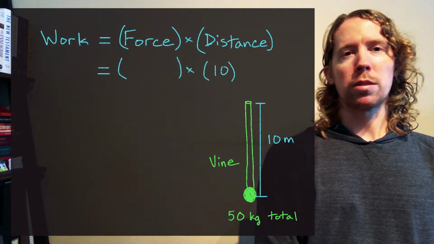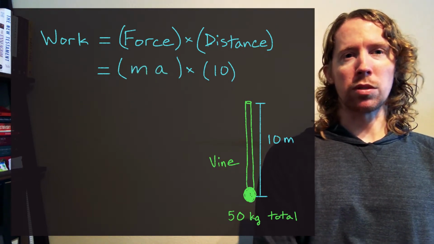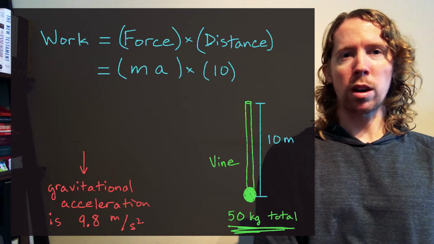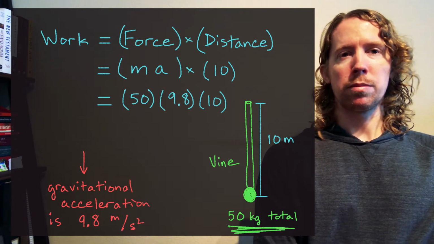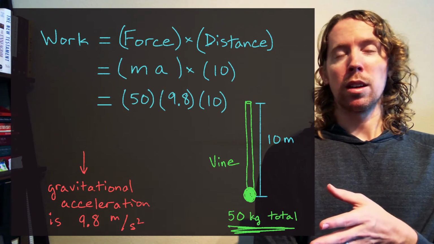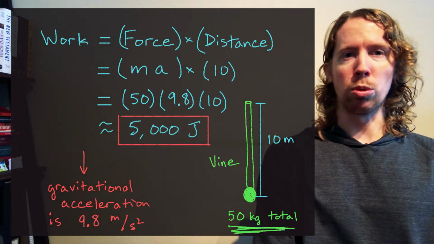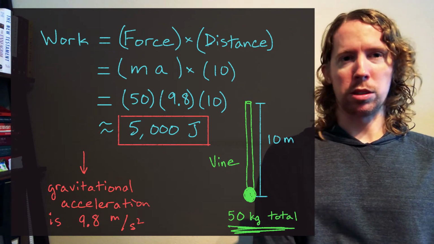The force is mass times acceleration. So if the entire mass is 50 kilograms and the acceleration is 9.8 meters per second squared, we've got 50 times 9.8 times 10. If that 9.8 was 10, then we would have 5,000. So this is going to be about 5,000 joules. That would be an okay approximation, a very rough approximation.